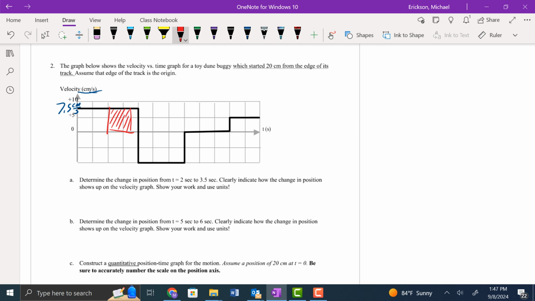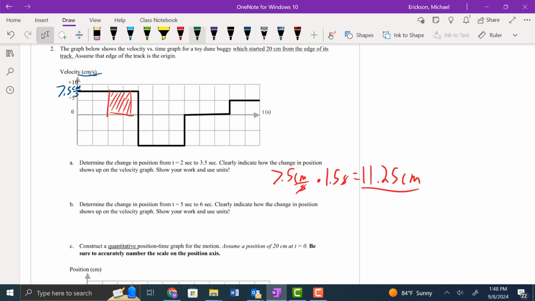Now, before you could have counted the boxes, but this is a reason why you can't just count the boxes. Our increments go up by 5, and not only that, we're in between boxes. I couldn't even tell you how many boxes that is just from looking at it. So I'll take the area of this. I'm traveling at 7.5 centimeters per second, and the width of the box is from 2 to 3.5 seconds. That would be 1.5 seconds. So these cancel. So 7.5 times 1.5, that should be 11.25 centimeters.